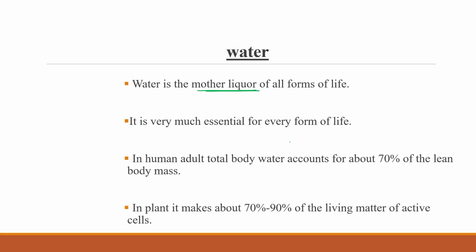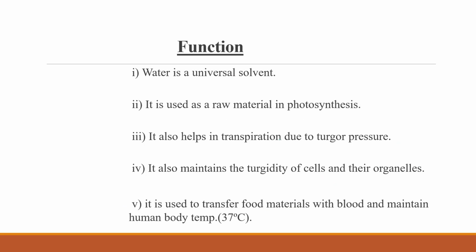It is very much essential for every form of life. In a human adult, the total body water is about 70% of the lean body mass. On this particular line, questions sometimes come in various competitive examinations. Okay, in plants also, 70 to 90% of the living matter of active cells is water. Right. Now let's discuss some functions performed by water.